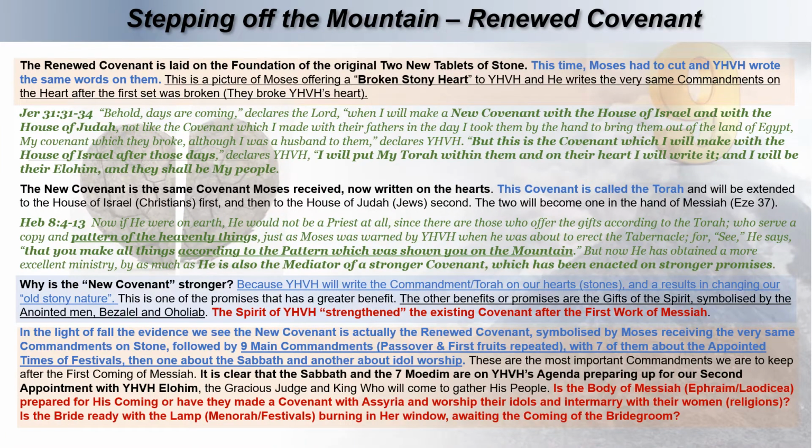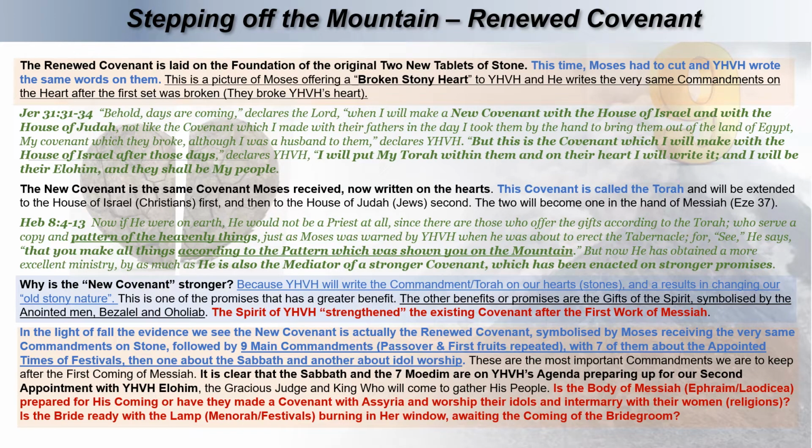Now, what further supports the renewed covenant is what we read in Jeremiah 31, verse 31 to 34, that says, "Behold, days are coming, declares Yahweh, when I will make a new covenant with the house of Israel and with the house of Judah, not like the covenant I made with their fathers at the day I took them by the hand and bring them out of the land of Egypt, my covenant which they broke, although I was a husband to them, declares Yahweh.